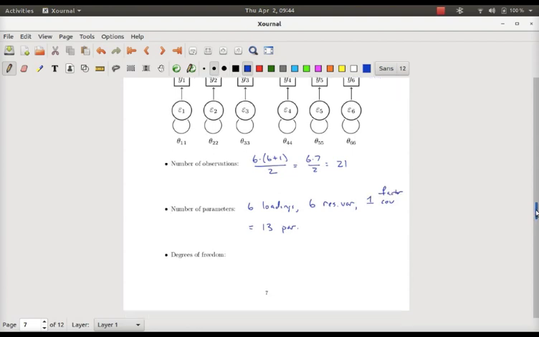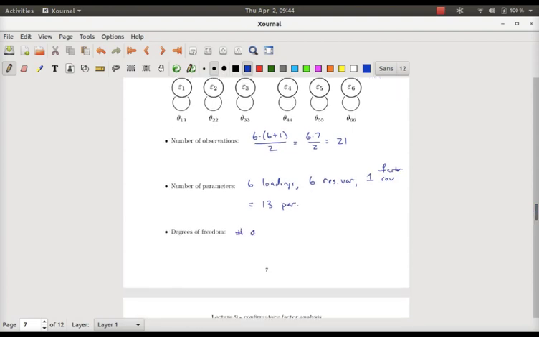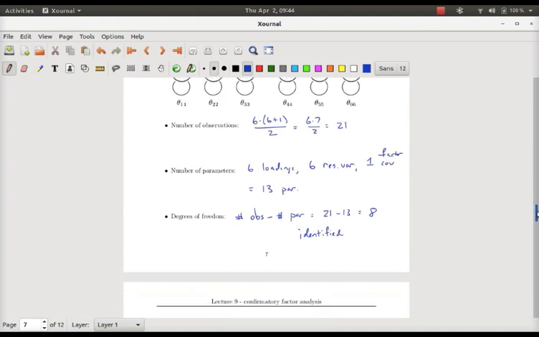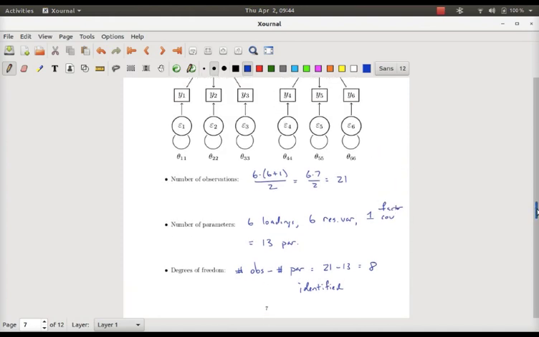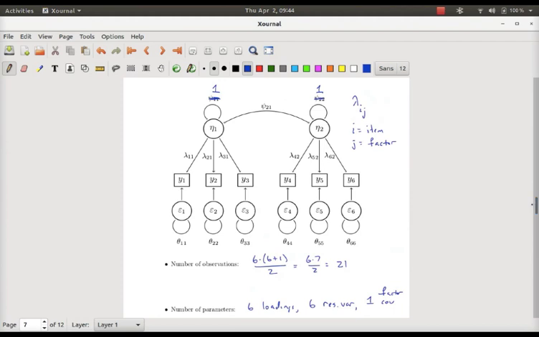So what are our degrees of freedom? Well, degrees of freedom is always the number of observations minus the number of parameters, which is 21 observations minus 13 parameters, which is 8 degrees of freedom. So this is most certainly identified. Okay. So again, what does that mean? That means that this is a model that if we put it into some software like JASP, we could actually get a model fit, right? We could actually get something out of this.